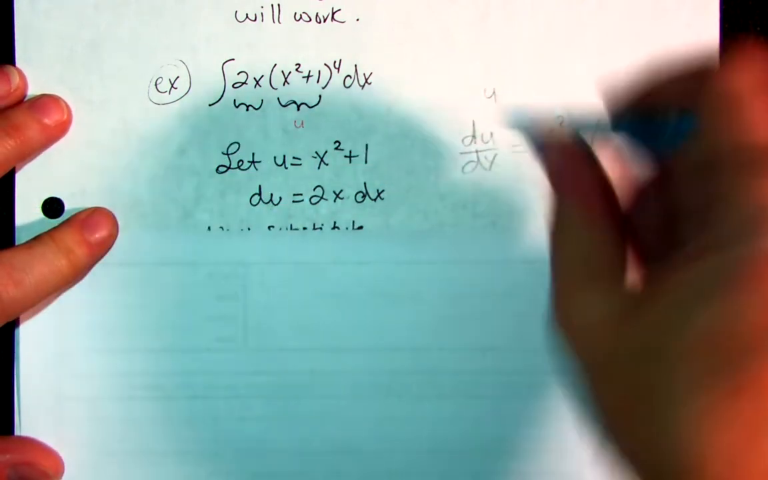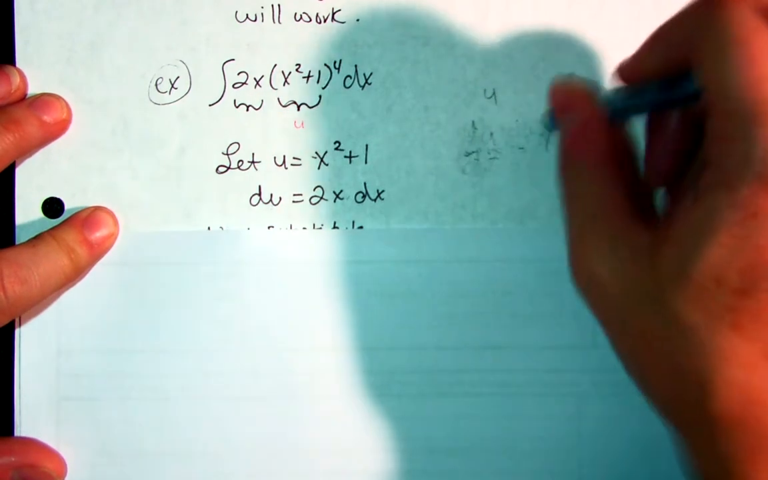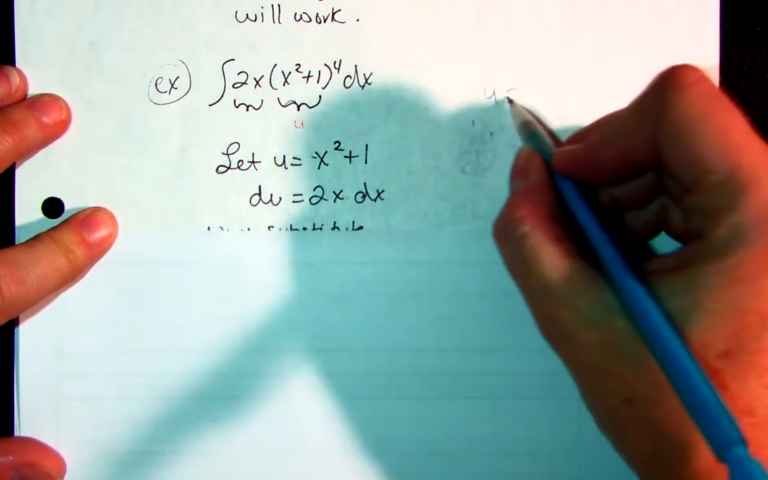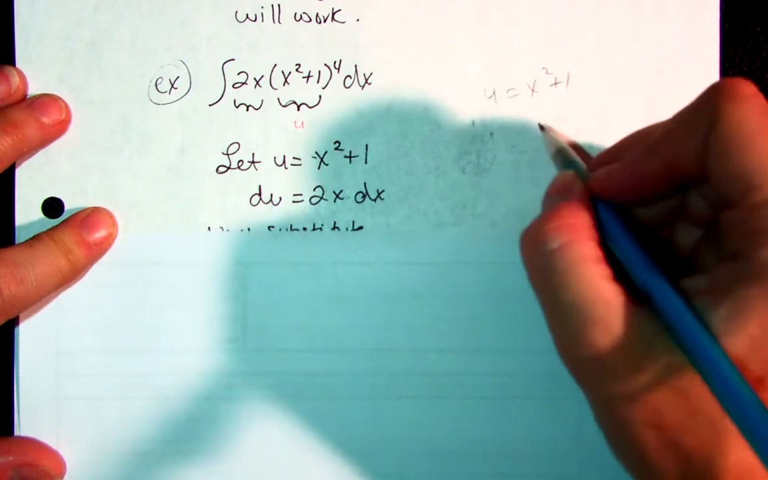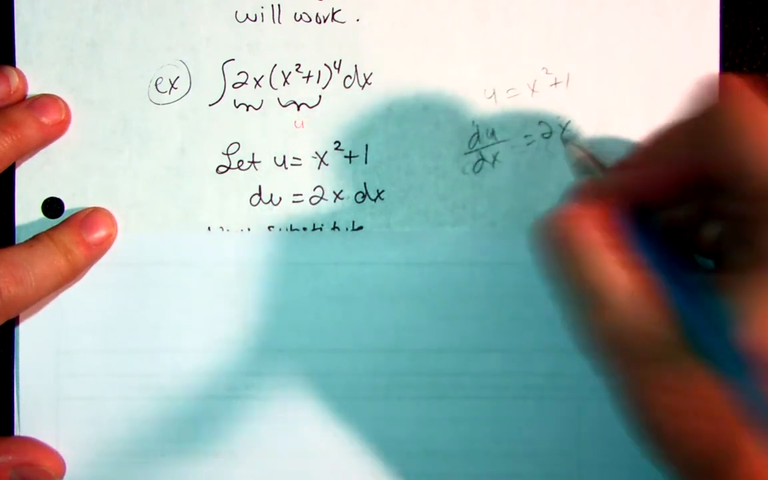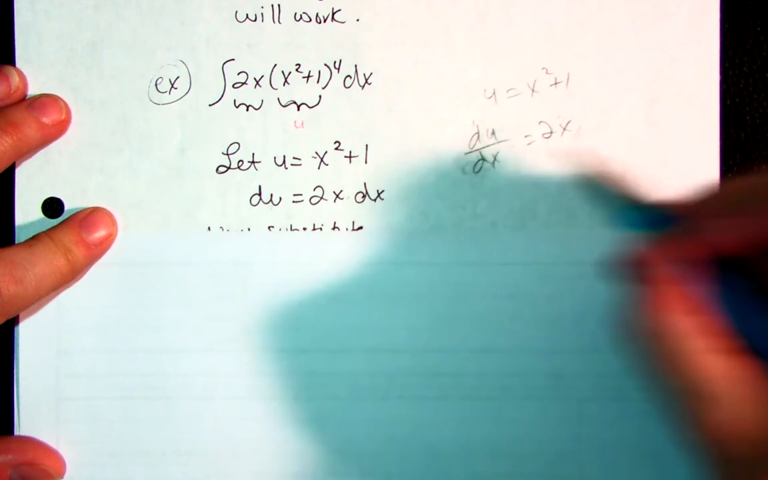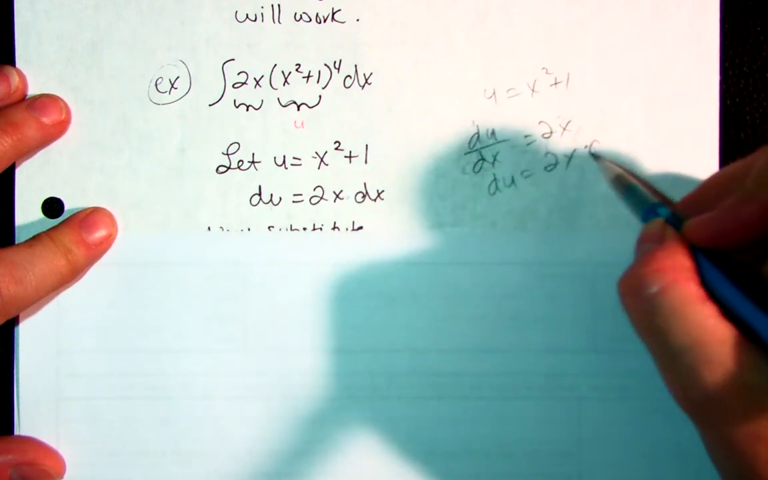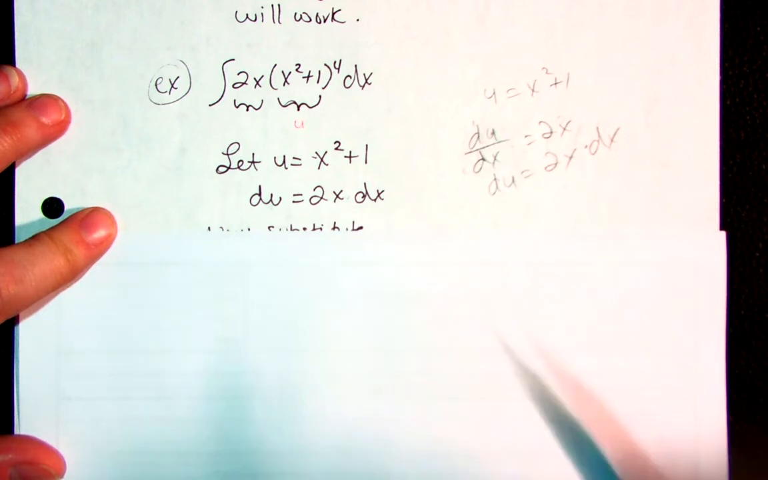I'm sorry, I wrote that incorrectly. u equals x squared plus 1. And so that would be du/dx equals 2x, right? But I just want to have the du here, so I can multiply both sides by dx. That's where this is coming from.